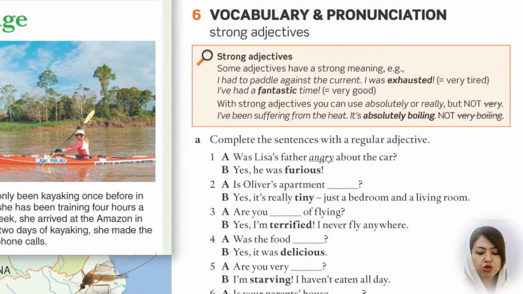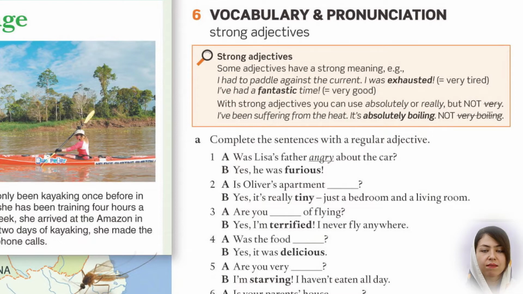Let's turn to the vocabulary section. You're gonna get to know strong adjectives. Okay, strong adjectives are non-gradable adjectives. So, what's the meaning of them? Strong adjectives or non-gradable adjectives are the adjectives which hold the word very inside them, okay? They already have very in their meaning.